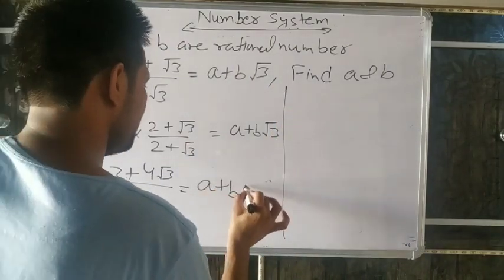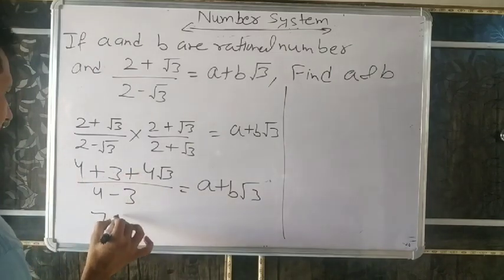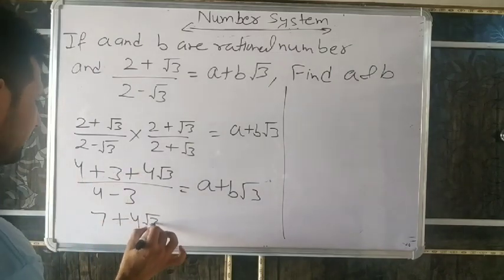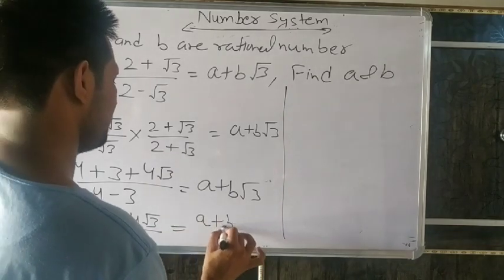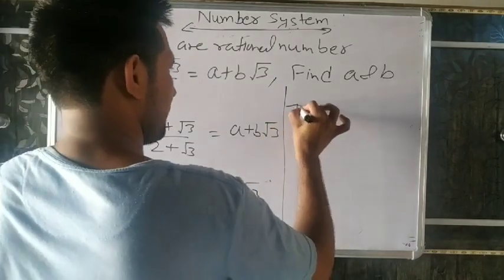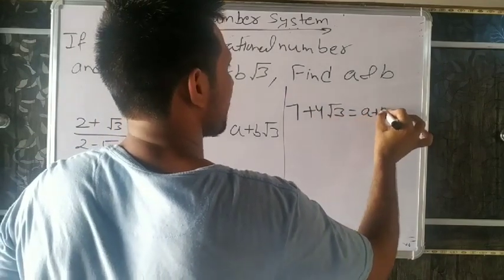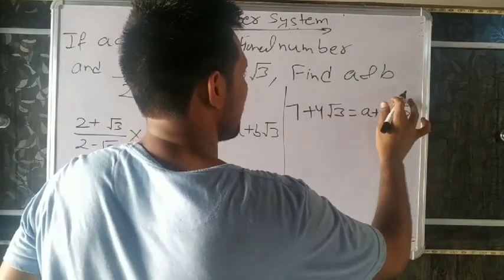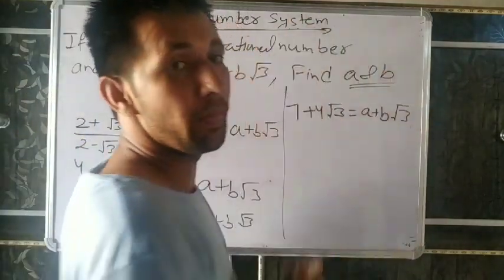Equal to A plus B root 3. One more: 4 plus 3, 7, plus 4 root 3, divided by 4 minus 3, 1, equal to A plus B root 3. Any number divided by 1 is the same number. So 7 plus 4 root 3 equals A plus B root 3. Now we want to find the values of A and B.